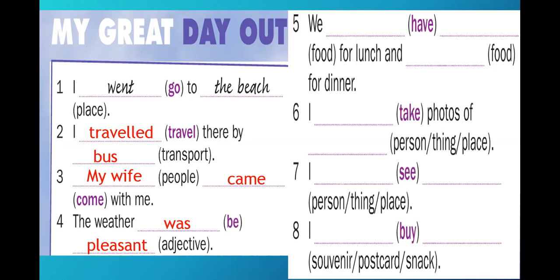Number 5, that's an irregular verb. We had. Okay, and in my case, we had seafood, all right, for lunch, and another kind of food, beef, for dinner. Number 6, irregular verb alert, I took photos of, and then a person, thing, or place. In my case, I took photos of the beach.